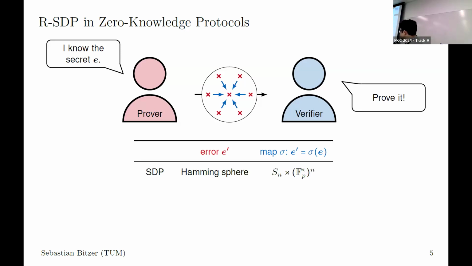Now, in the case of SDP, our errors lie, as you have seen, on the hemisphere. And then it turns out that a suitable choice for the maps are the monomial transformations. So those consist of a permutation and arbitrary non-zero scaling coefficients, and those are necessary to achieve a zero-knowledge property that we'd like to have.